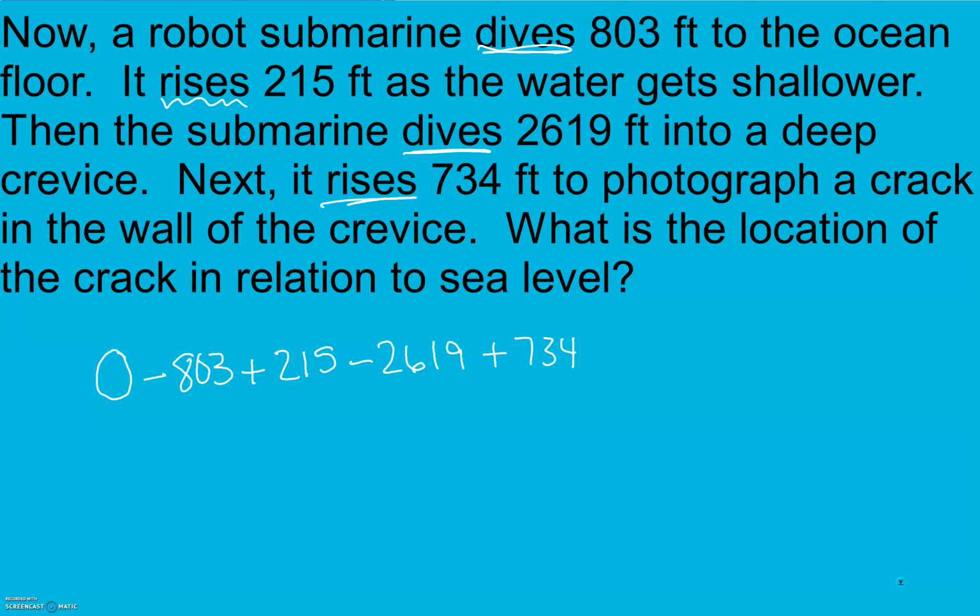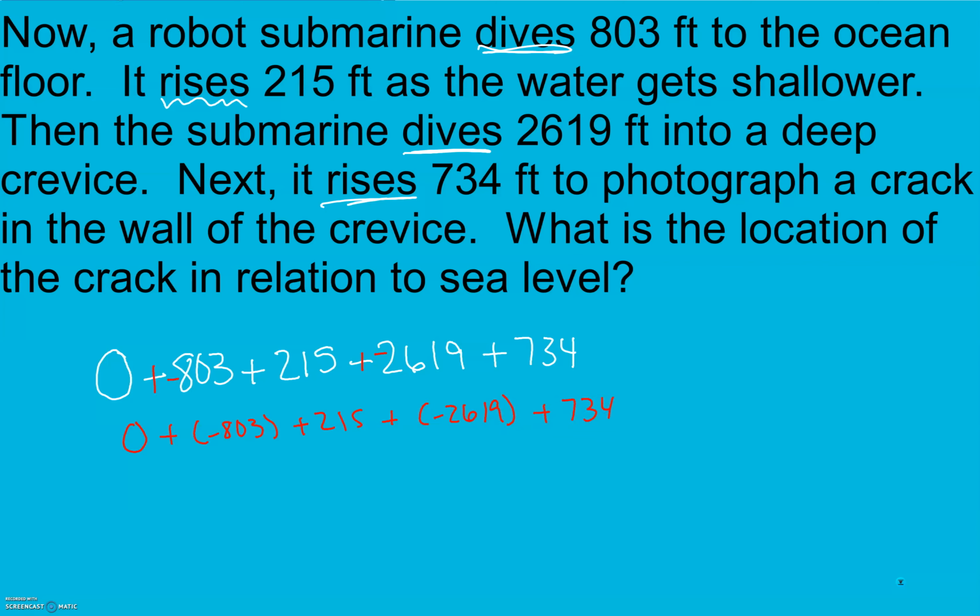So first thing we're going to do is get rid of subtraction. On the last one, we did one step at a time, just according to PEMDAS. But we can use our properties here to commute this a little bit too and find more things that go together that are similar. So if I change it to adding the opposite, then I have 0 plus negative 803 plus 215 plus negative 2619 plus 734.